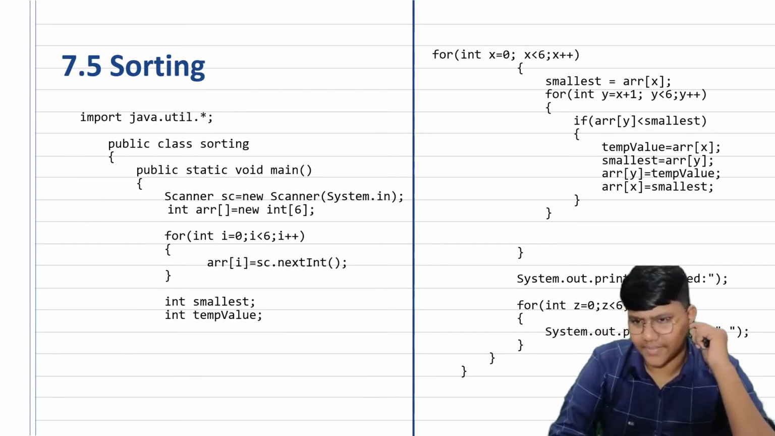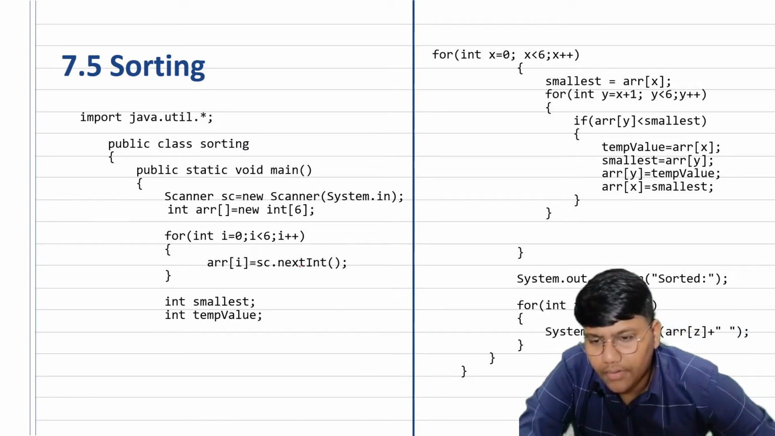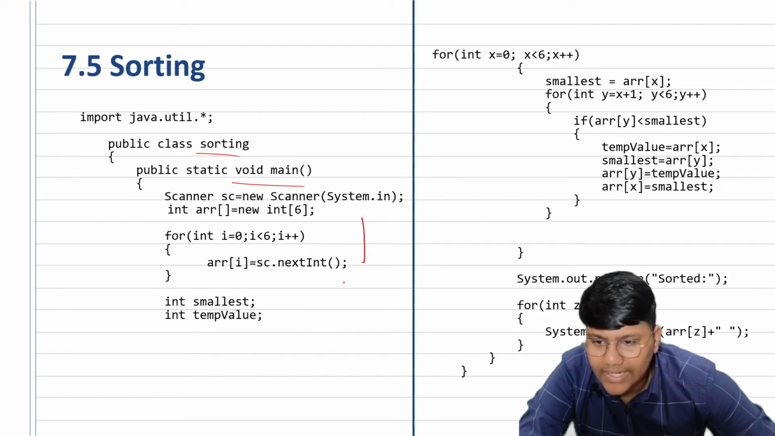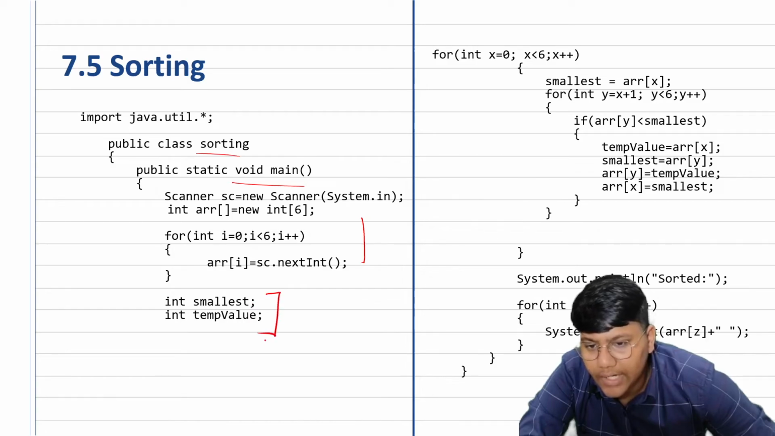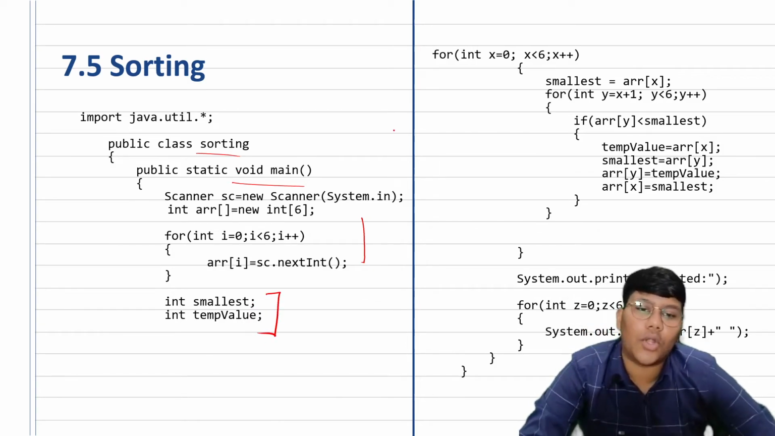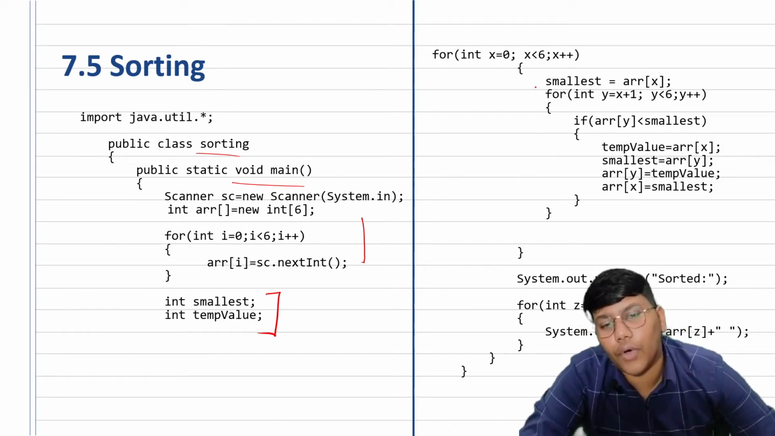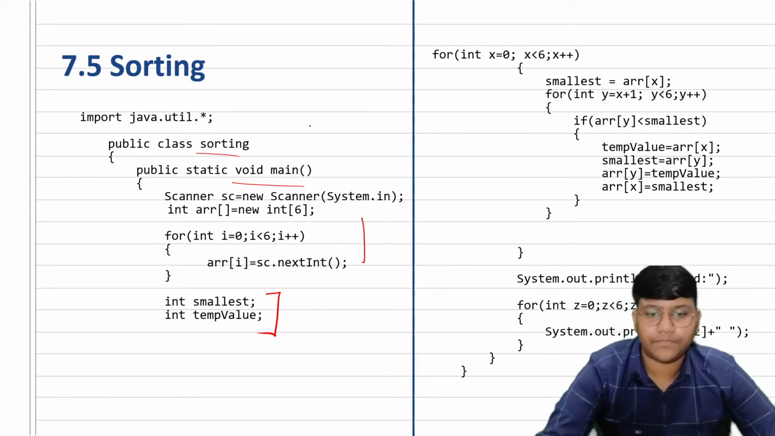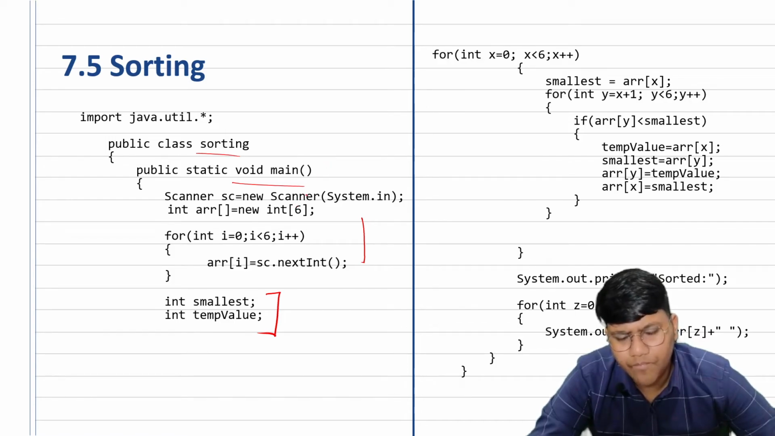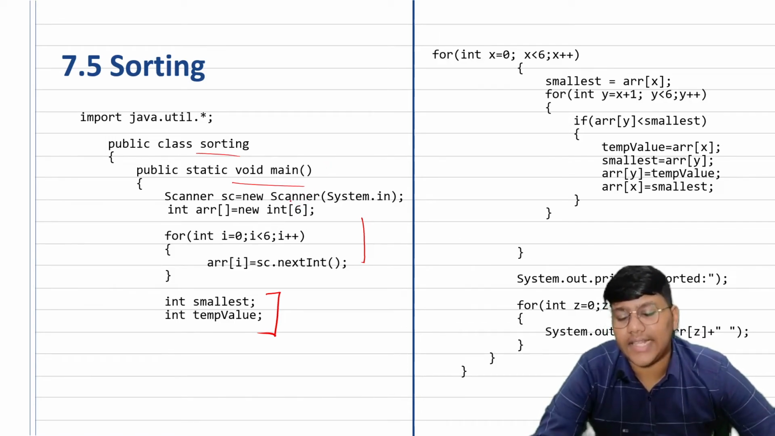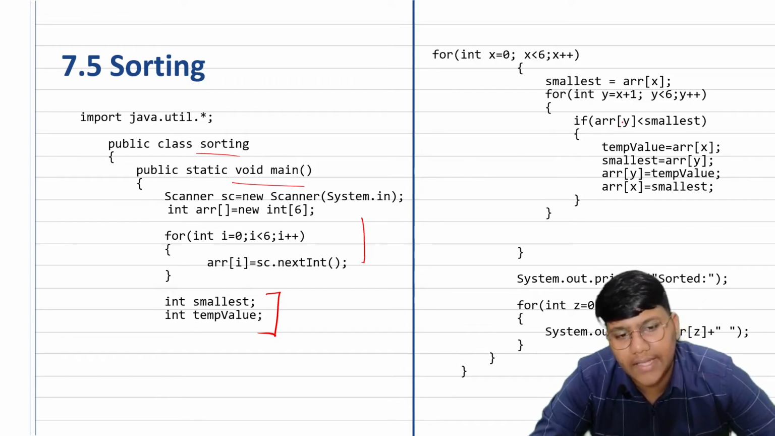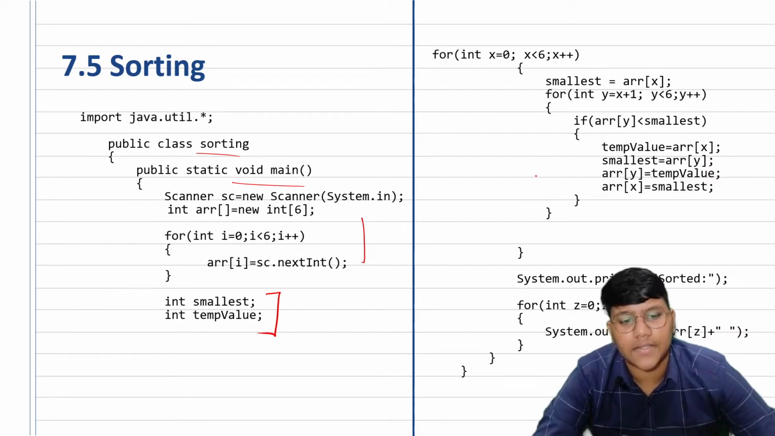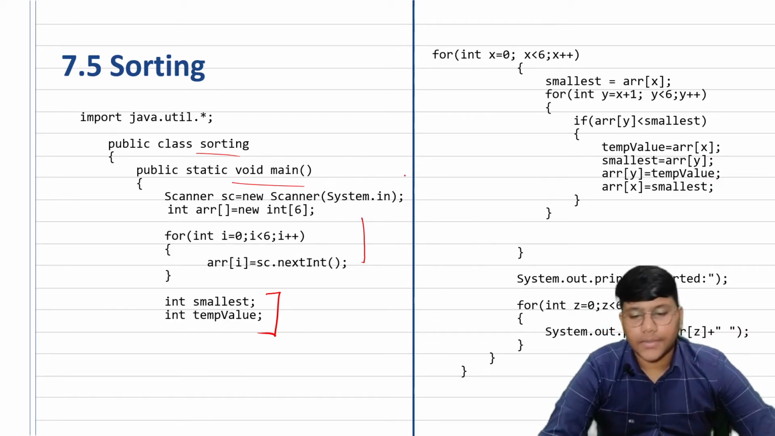Now how do we write this? We are just accepting input till here, public class sorting, void main. Then we declare two int values, smallest and temp value. For x equal to 0, x smaller than 6, x plus plus, because the length is 6. If arr y is smaller than smallest, temp value equal to arr x, smallest equal to arr y.